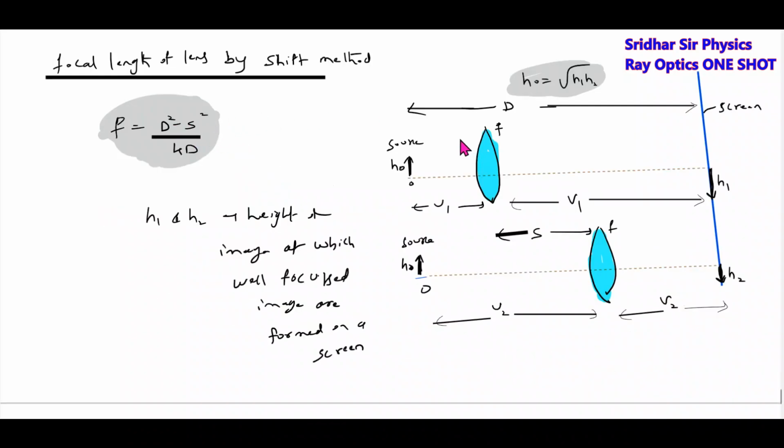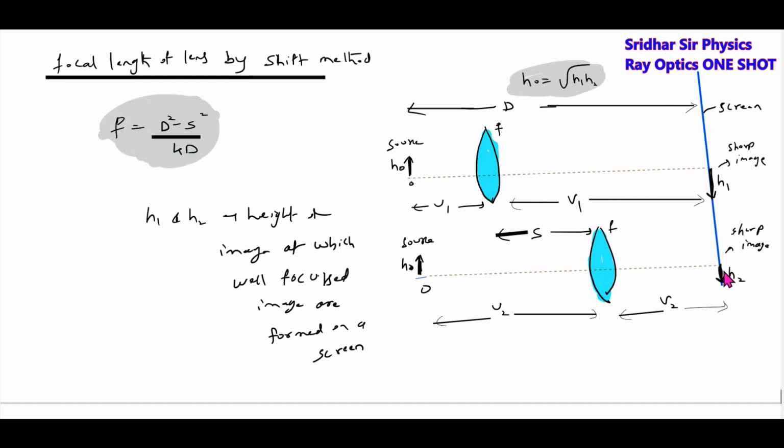Next one. How to calculate the focal length of the lens by the shift method? I'll take the source, an extended object. This is the screen. I'll keep the lens here. I'll move this lens, and at one particular position I'll get a sharp image. Then I'll note down the position of the object U1 and V1. Similarly, further I'll move the lens. Again at one particular position, the object distance U2, I'll get the sharp image.